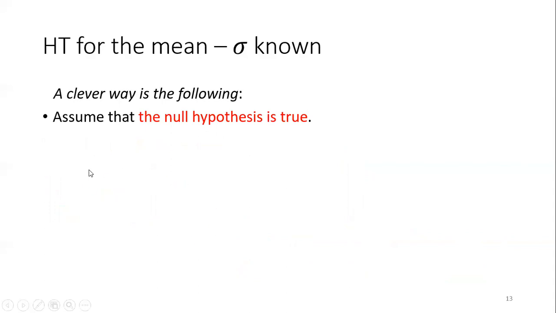Okay, so a clever way is the following. Assume that the null hypothesis is true. What does this mean? It means assume that the null hypothesis, which is mu equal to 70 in our case, is true. Assume that I say the lifetime of people in Turkey is 70. Assume that your professor is correct.